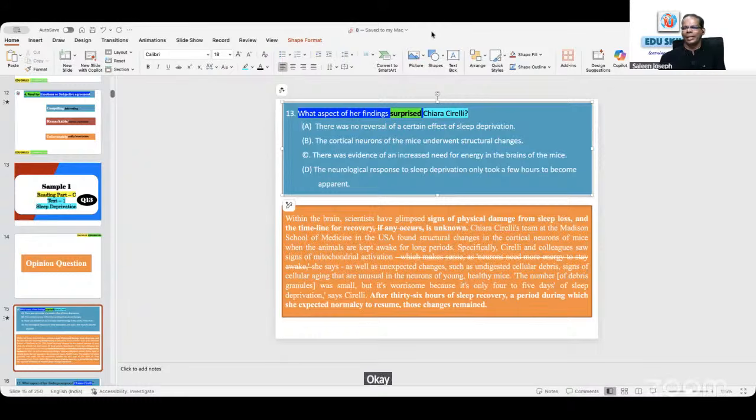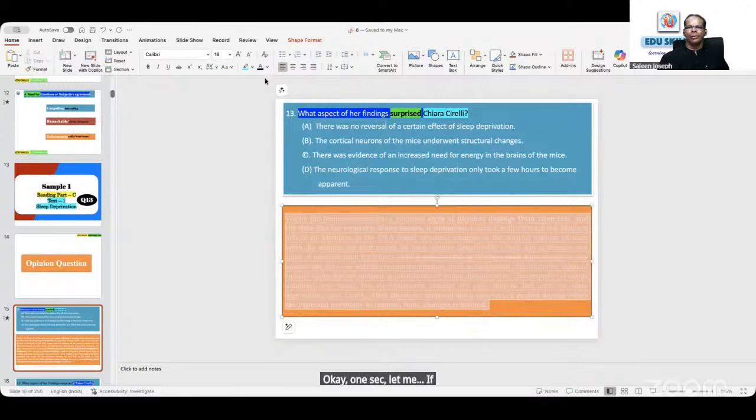Okay, can you find that name in the text? Just tell me which line. Yes. Second line. Okay, one second. Let me see, if I make it black, will it be cool?